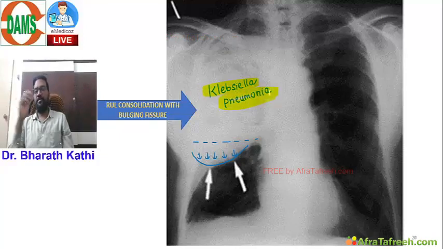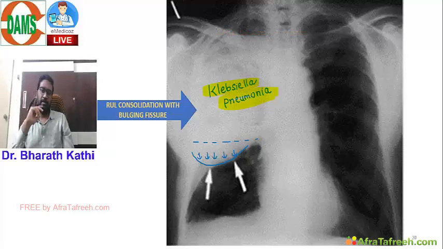So if you find a patient with this pattern, he is an alcoholic, malnourished, red currant jelly sputum, and on the chest X-ray, right upper lobe consolidation with bulging fissure sign. So your first suspicion should be Klebsiella pneumonia. So these are the three important community acquired pneumonias that one should be thoroughly knowing.